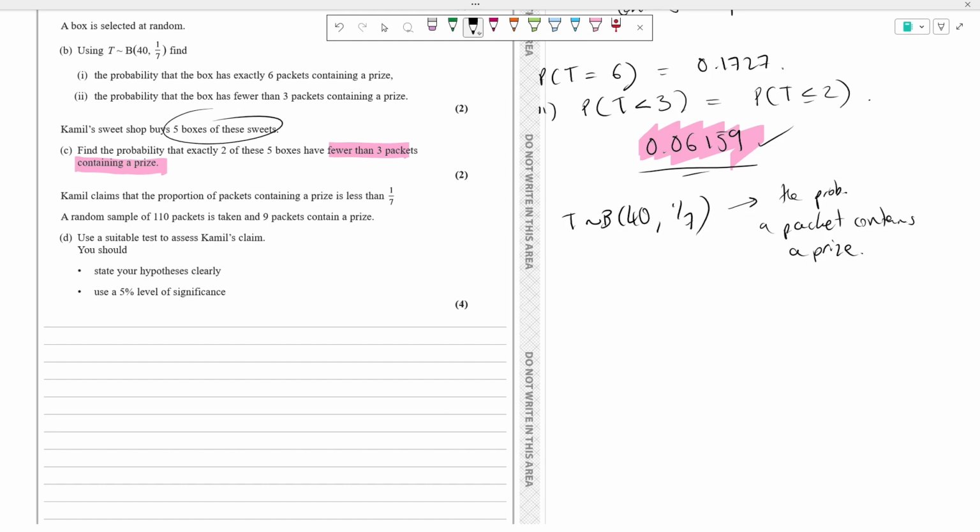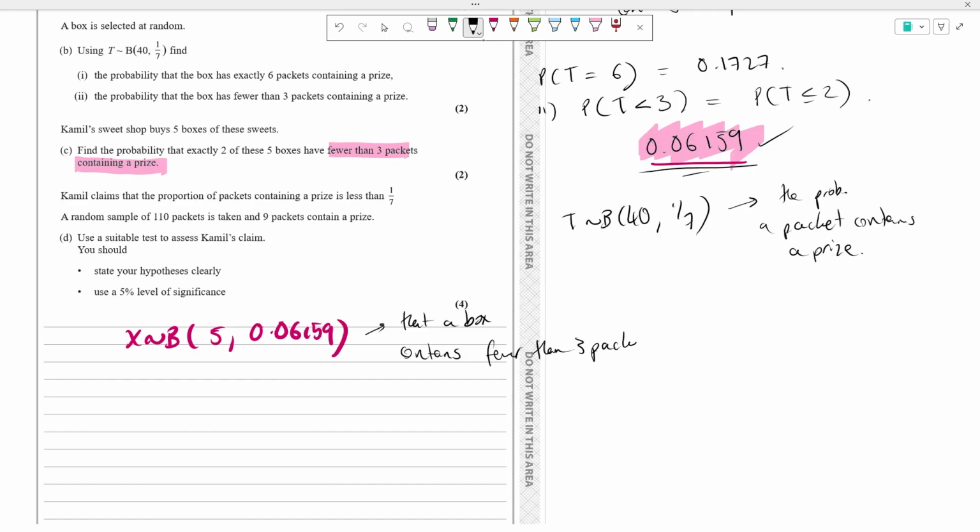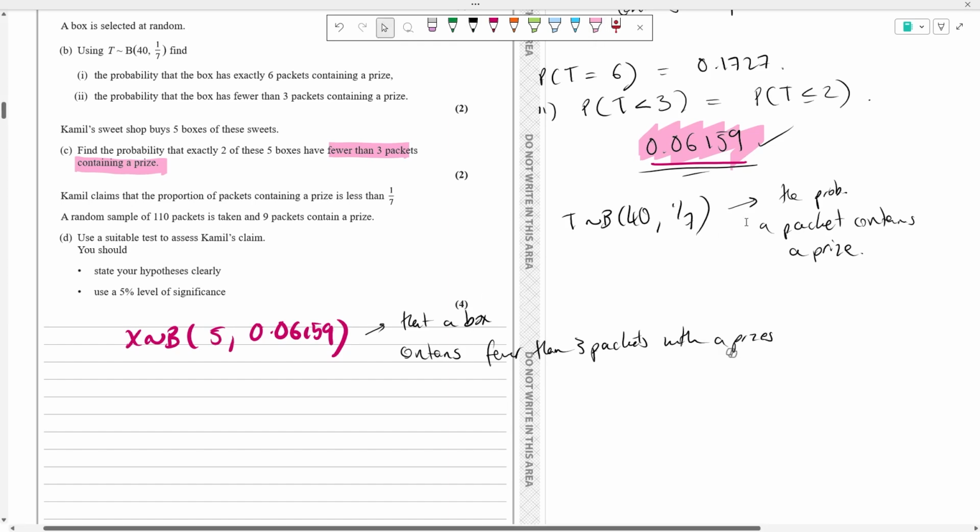Okay, now if we make a new distribution, let's use X. X is binomially distributed with 5, and I'm going to choose this probability here, 0.06159. Okay, and the more decimal places, the better, it becomes more accurate. And this represents that a box contains fewer than 3 packets with a prize. The key difference between these two events is that X has a box, whereas T is just talking about the packets themselves. So that's the difference, and you can just take this probability and insert it in here.